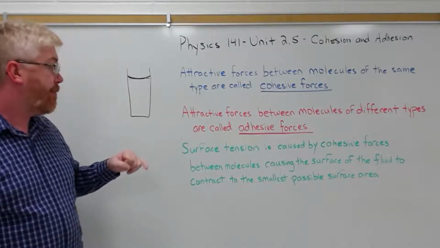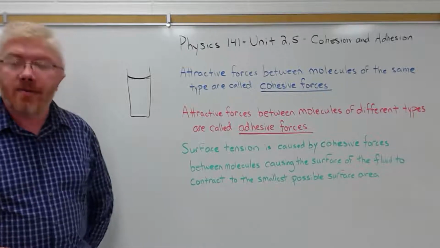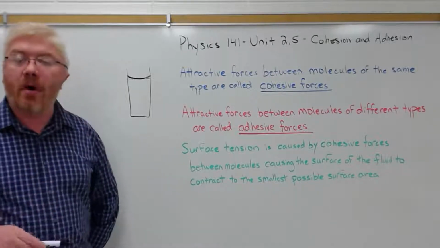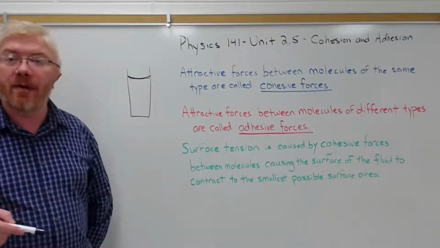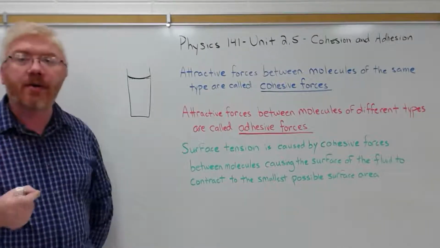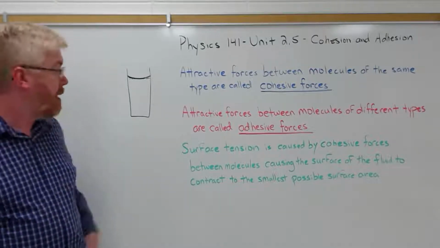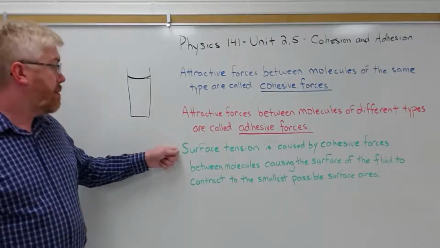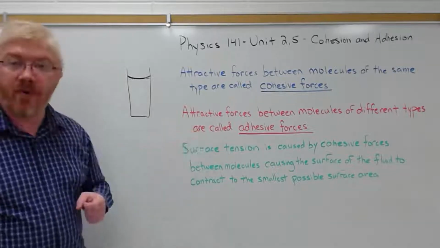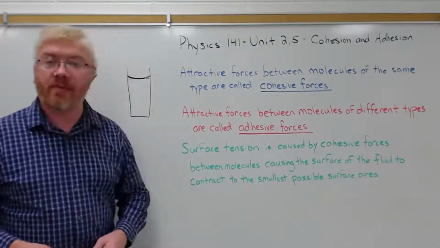Surface tension is what allows insects, water striders, to walk over the surface of water. It's what allows a pin, which is made of dense material, to actually float on the surface of water because of these cohesive forces. So we will look in a little bit more detail at surface tension.